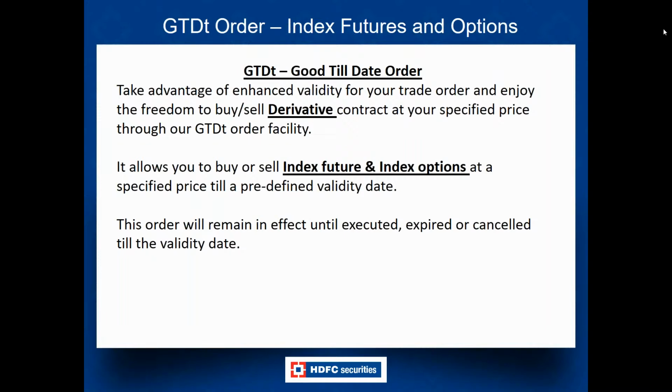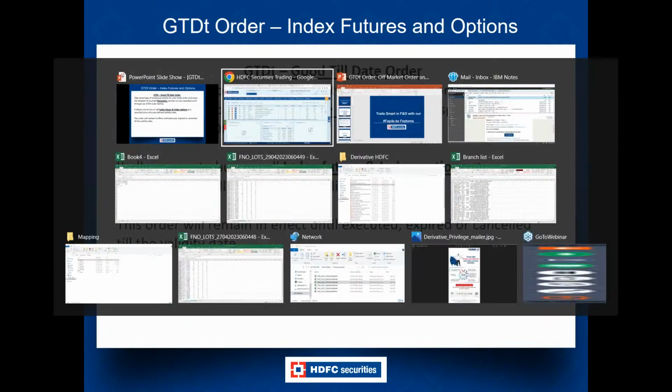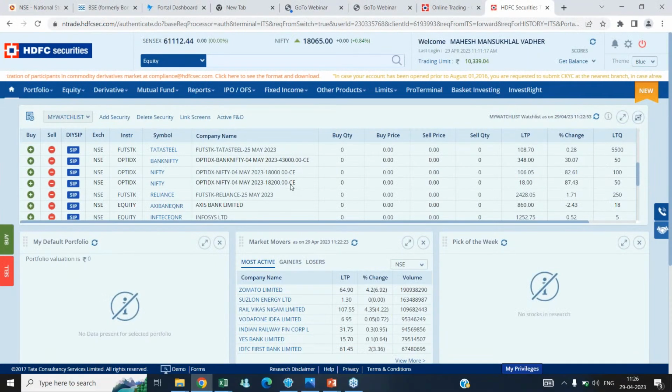So let us understand how to place the GTDt orders through our web trading portal. As I told, it is only available in Entrade and Empowered in our web trading portal, and GTDt orders can be placed only in index futures and index options. Suppose you have bought 4th May 18,000 call option, which is currently quoting at 106. Suppose you have bought it at 110 or 120, and you want to place a stop loss GTDt order. Suppose if any time it goes to 80 rupees before 4th May, I want to square off this position.